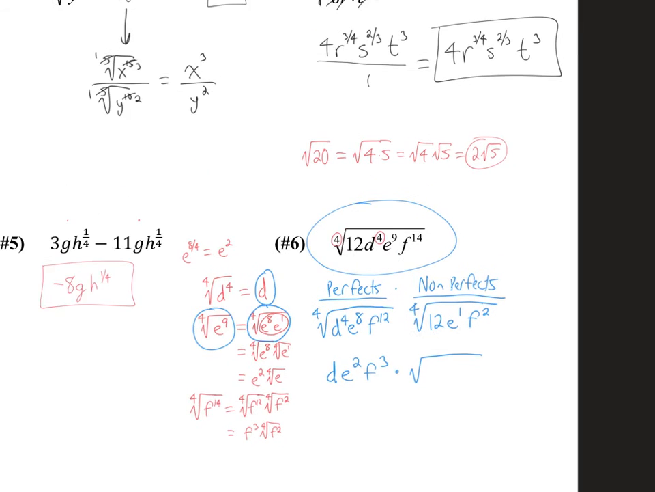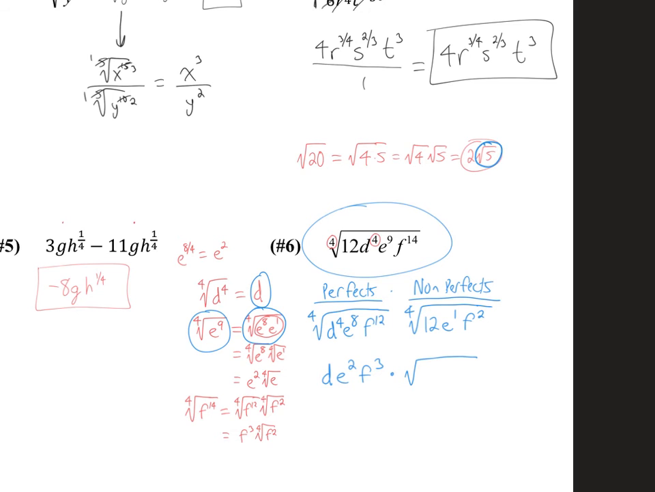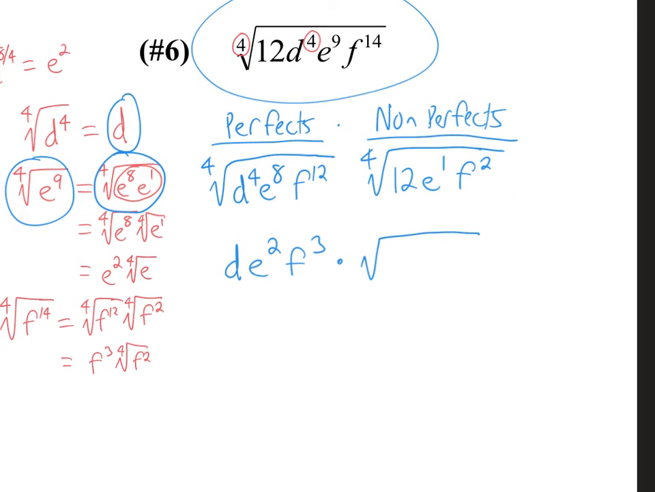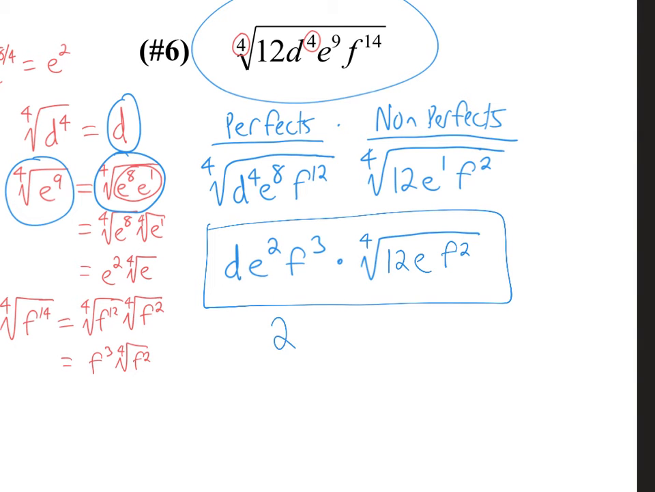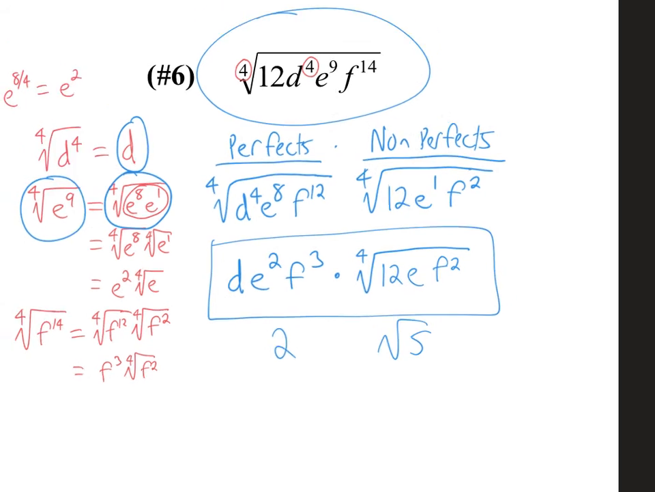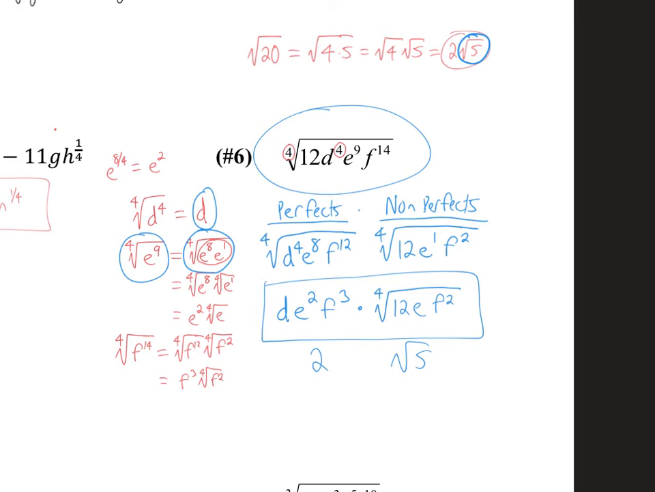Remember how up here we kept the square root of 5, right? So we're going to do the same thing. We're going to keep the rest of it the way it is. We're going to do 12 e f squared. And this is actually our final answer here. This is like we had 2 and square root of 5, what's left over basically, okay? It's kind of similar to what we did up there.